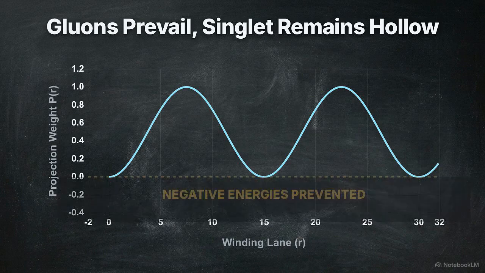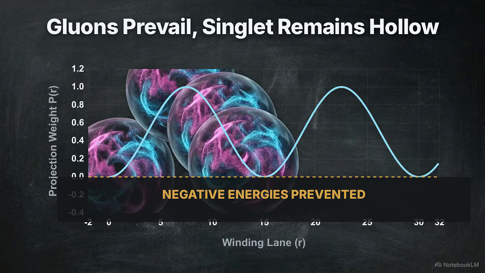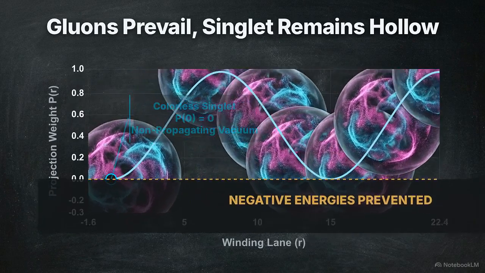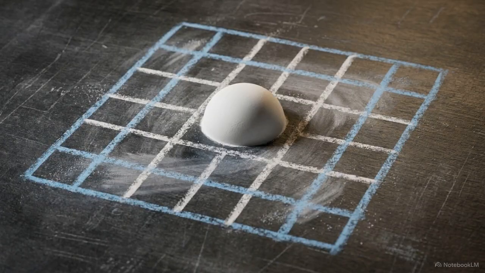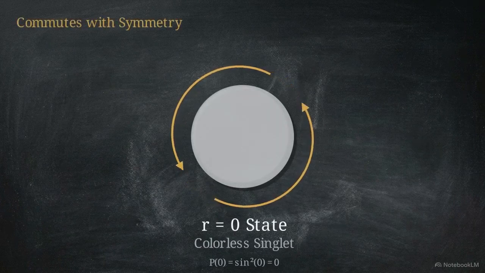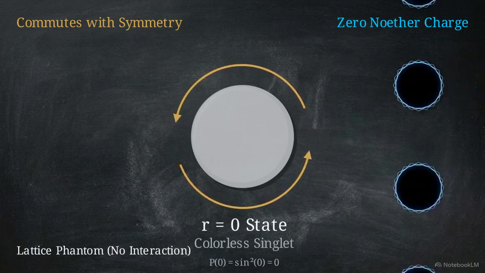Step 3 analyzes the singlet. The colorless state of the strong force sits exactly at the origin point of this graph, where r equals 0, and the sine squared of 0 is exactly 0. Step 4 applies Shor's lemma to the r equals 0 state. This determines how highly symmetric systems interact with the lattice. Because this r equals 0 state is completely symmetric, possessing 0 phase rotation and 0 Noether charge, it physically cannot sustain a conserved current.